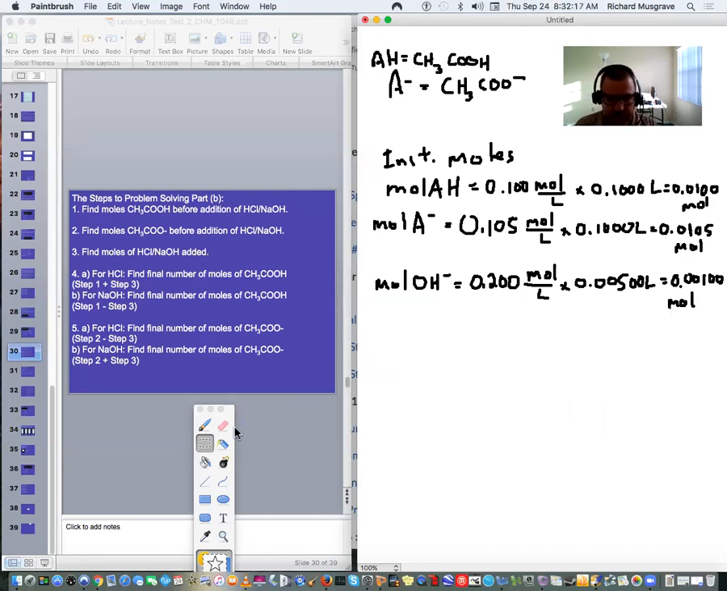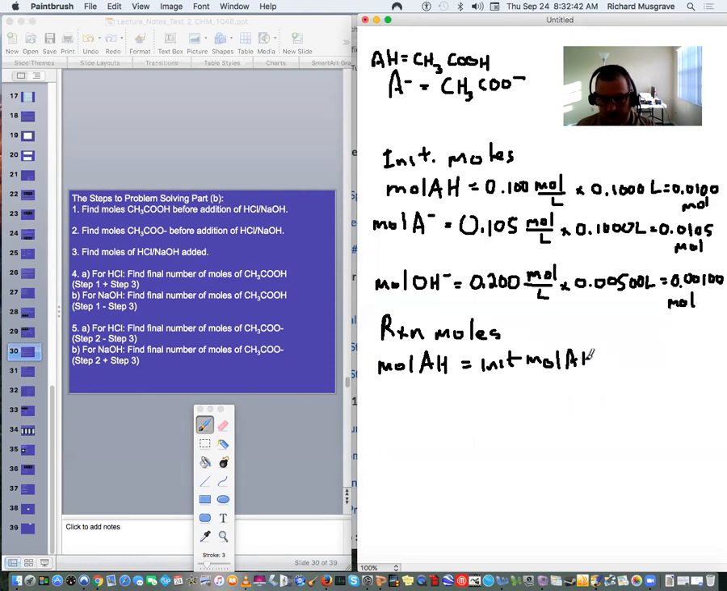So this is what I'm going to call the reaction moles. I'll take questions after this. So this is reaction moles. The moles of AH will equal the initial moles of AH minus the initial moles of OH minus. And this is what I was talking about earlier. So it'd be 0.0100 mole minus 0.00100 moles, which comes out to be 0.0090 moles.